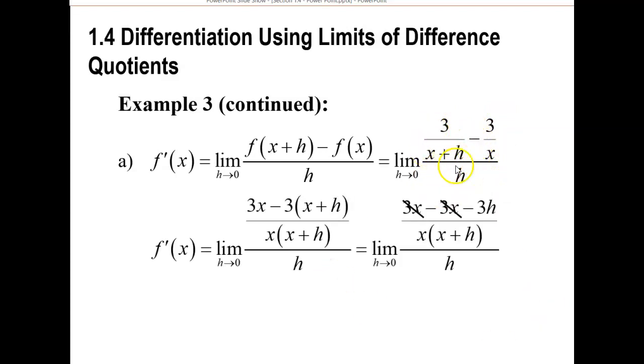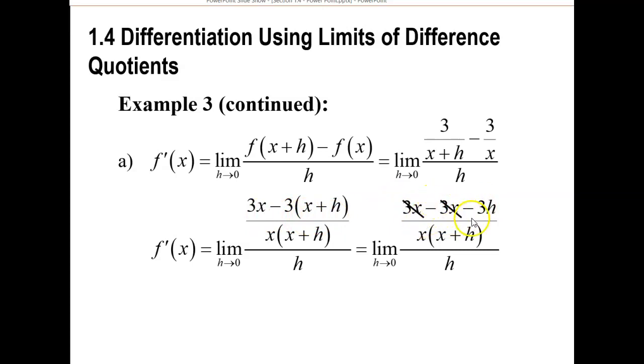This is a rational function. I think it was the same one we did in the previous section, but you're going to get a common denominator. So that would be x plus h times x. So rewrite both fractions with the common denominator. Gets me this. Distributing the negative sign through the parentheses gets me to here.